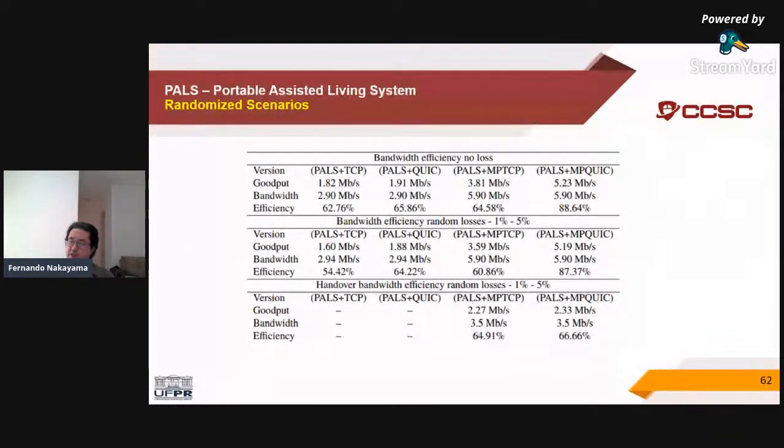Considering the results for the randomized scenarios, the PALS MPQUIC implementation was the best. It provided better use of bandwidth in all the cases. PALS MPTCP had a significantly decreased performance with the insertion of losses in the experiments, and those results put PALS MPTCP very close to the single path protocols, mainly the PALS QUIC protocol. And this inspired us to perform further evaluations considering more realistic approaches.